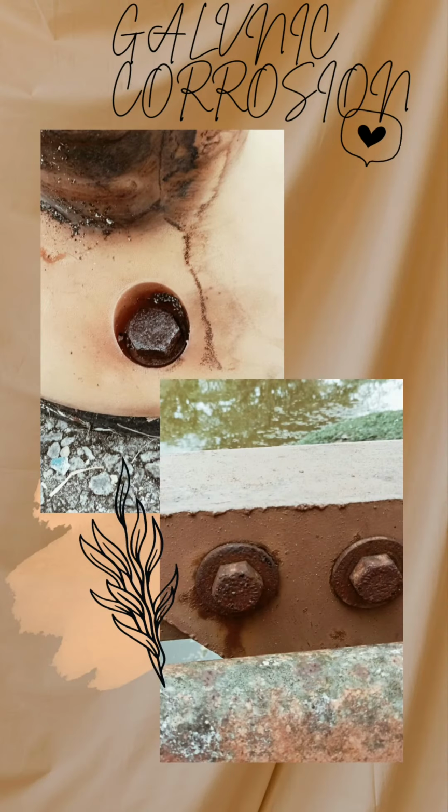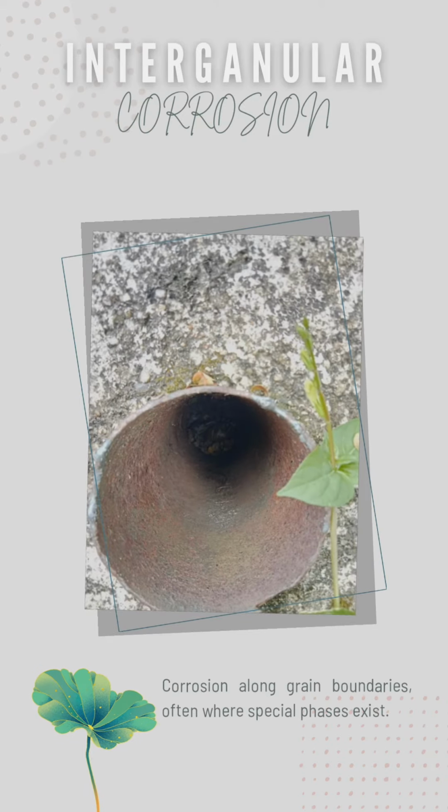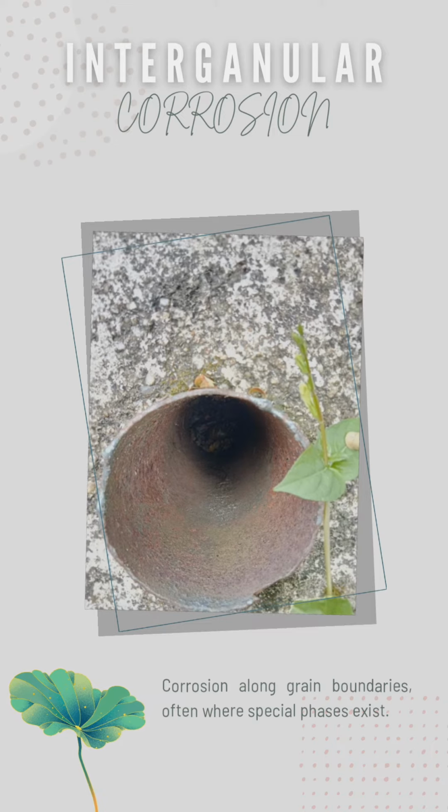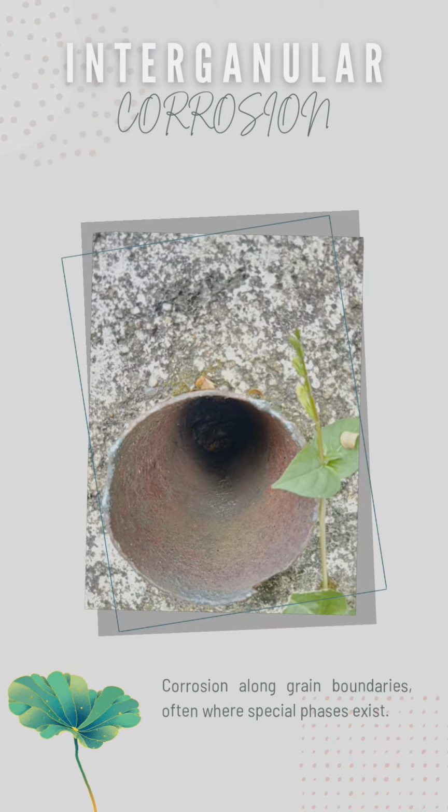Then, galvanic corrosion. Galvanic corrosion occurs when two metals having different composition are electrically coupled in the presence of an electrolyte. The more reactive metal will experience severe corrosion while the more noble metal will be quite well protected. For intergranular corrosion, the corrosion is along grain boundaries, often where special phases exist.